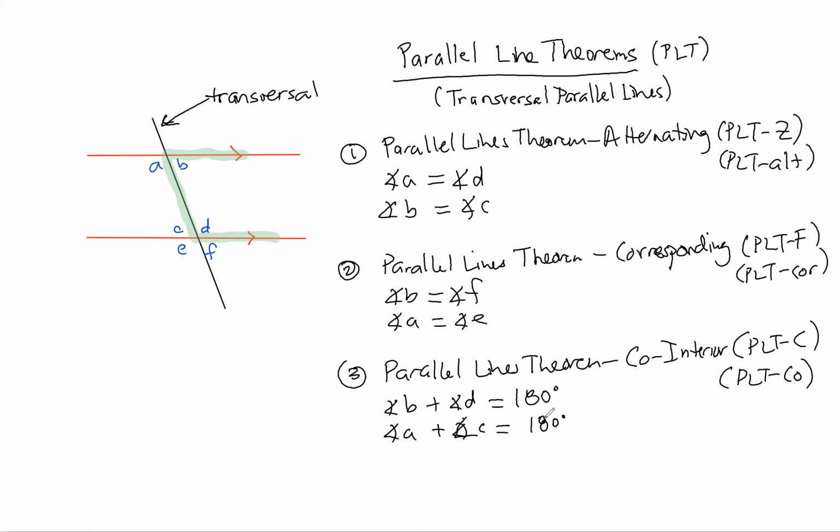So let's just erase that really quickly so people can see it. And I can just do a quick summary in blue. Some people do this to remember. So parallel lines theorem alternating, it's this angle here and this angle here. For parallel lines theorem corresponding, the F pattern, it's this angle in there and this angle there that correspond. And for the C one, what they're saying is that this plus X is equal to 180.